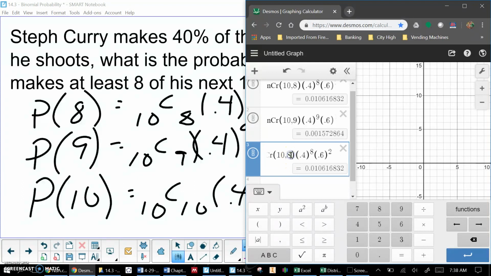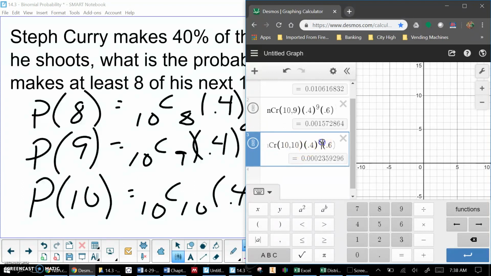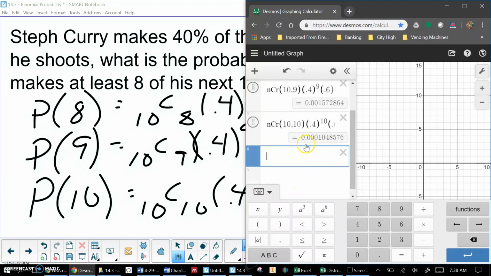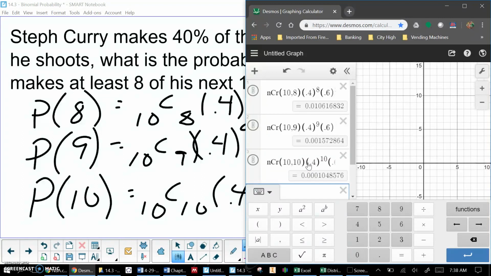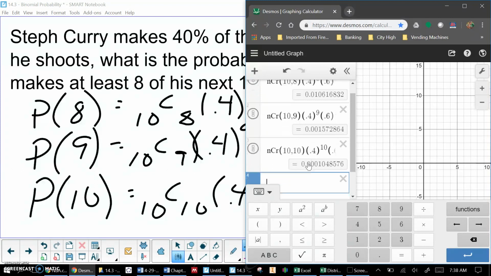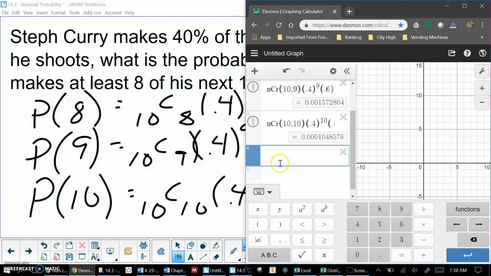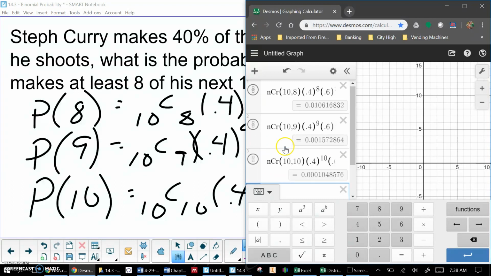And then we'll go ahead and type this in, the probability that he makes all 10 is very small, 0.0001 on there. And so we've got basically 0.112 if we added all those up. So a very, very small chance.